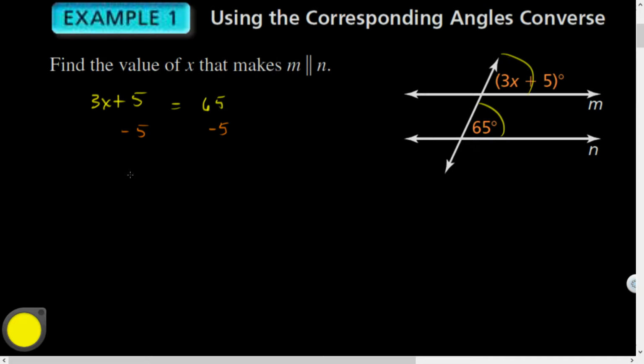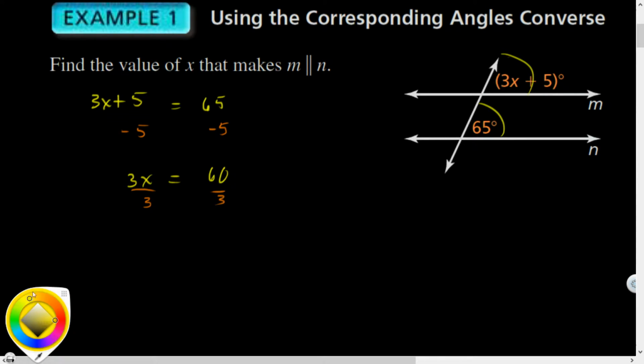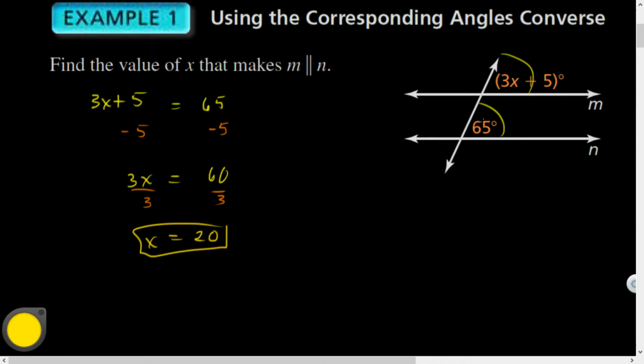All right, so 3x equals 60. Divide by 3, x equals 20. And so if x is 20, then these are both 65, and they are congruent. And then, by the corresponding angles converse, I would be able to say that m is parallel to n. So that's the idea.